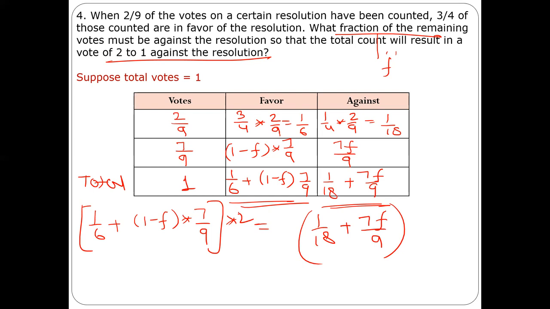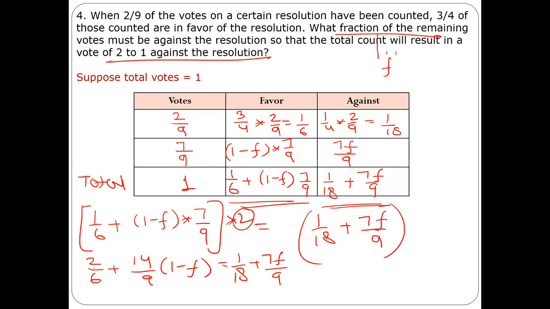So let's do this. I am multiplying this by 2, right? So 2 by 6 plus 7 2s are 14 by 9 times 1 minus F is equal to 1 by 18 plus 7F by 9, right?